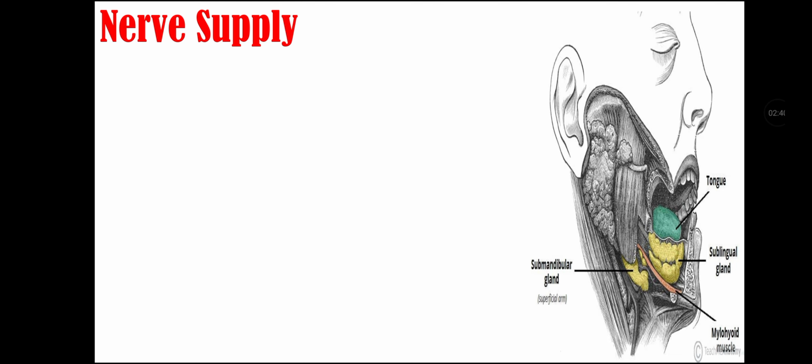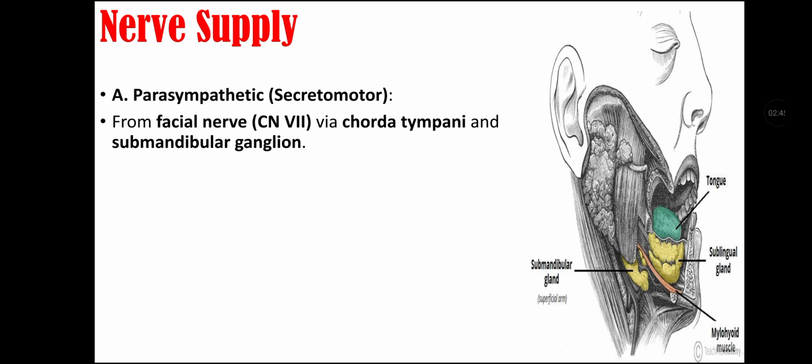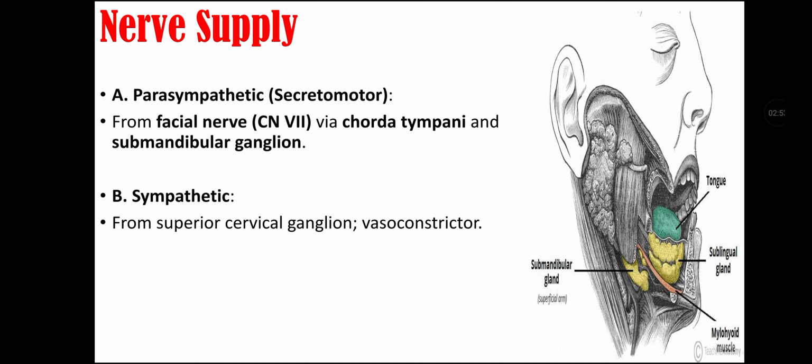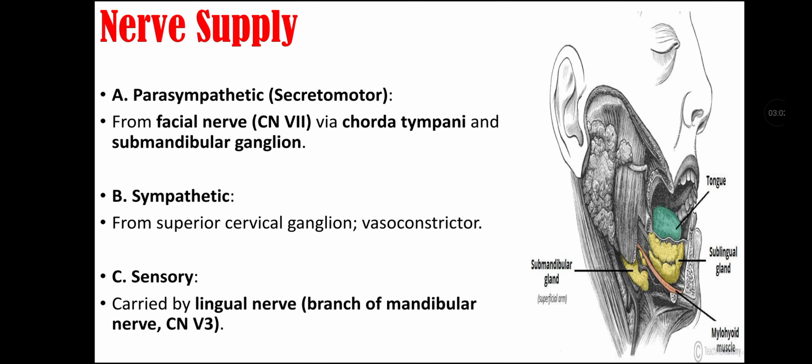Talking about nerve supply of sublingual gland, it has parasympathetic nerve supply, that is the secretomotor nerve supply. It is from facial nerve via chorda tympani and submandibular ganglion. And then it has sympathetic nerve supply that is from superior cervical ganglion, and this nerve supply causes vasoconstriction. And then it has sensory nerve supply that is carried by lingual nerve, that is the branch of mandibular nerve.